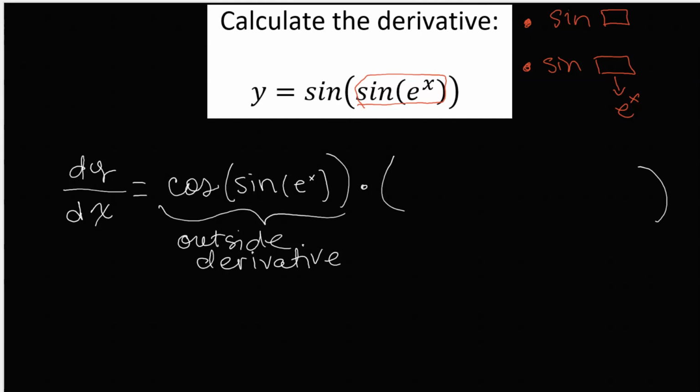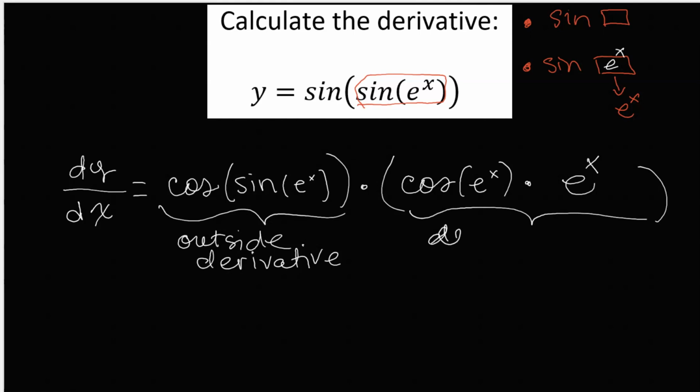So then the derivative of sine of e to the x will need to have you applying the chain rule there. The derivative of sine would be cosine of e to the x multiplied by the inside derivative. In this case, the derivative of e to the x is e to the x. And this is the derivative of the inside. So you can see that this inside function is a composite function. So you have to apply the chain rule twice here.